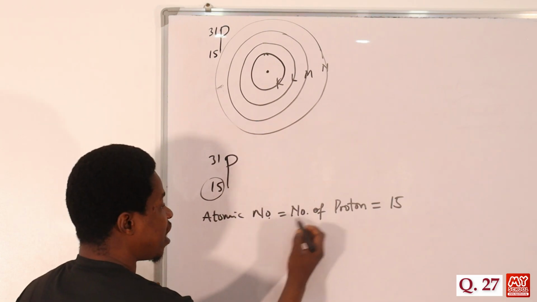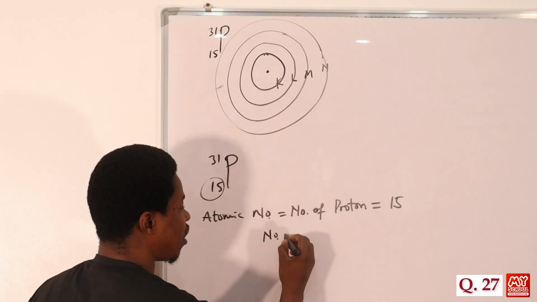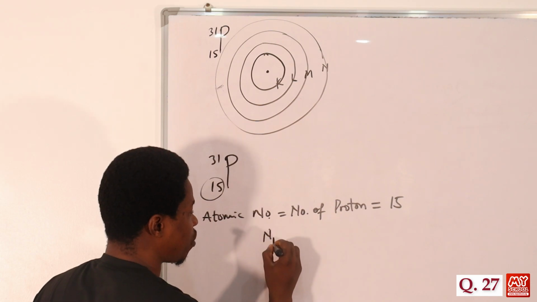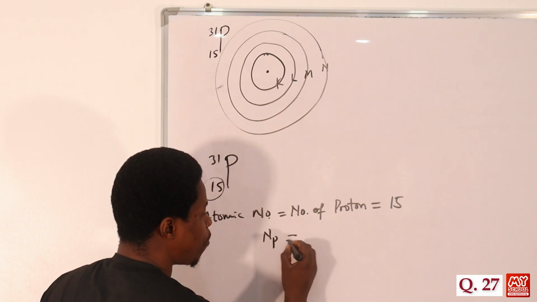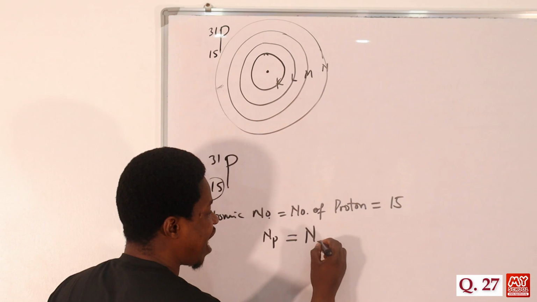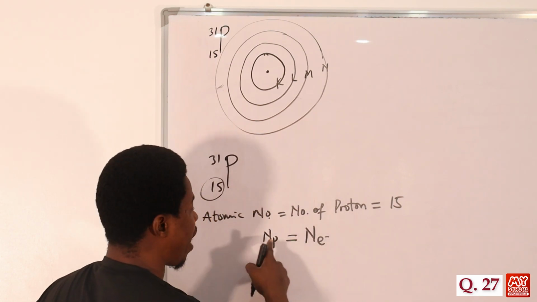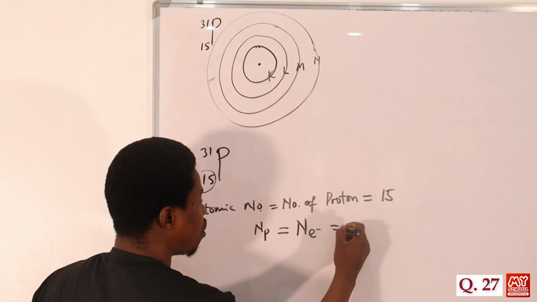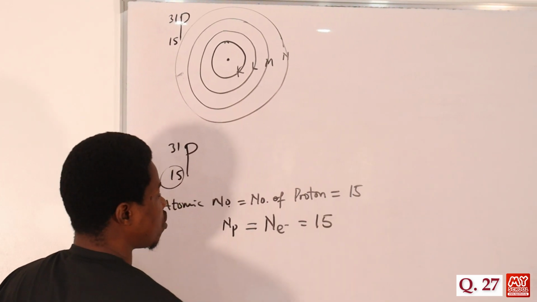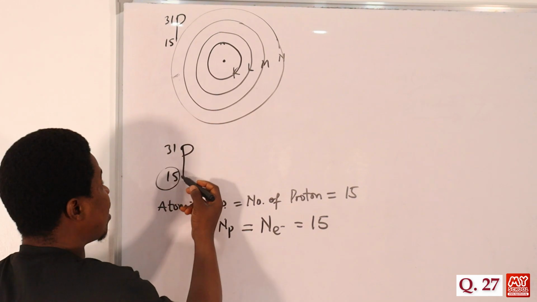So which means that the number of protons, I will just write NP, must be equal to the number of electrons in a neutral atom. The number of protons was given to be 15, so the number of electrons will also be what? 15. So in other words, we want to find the number of shells.